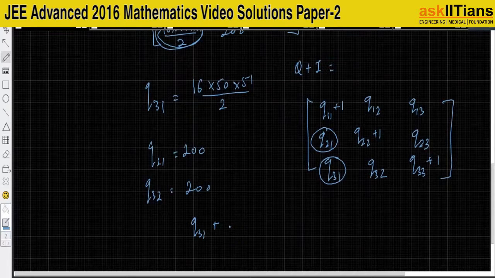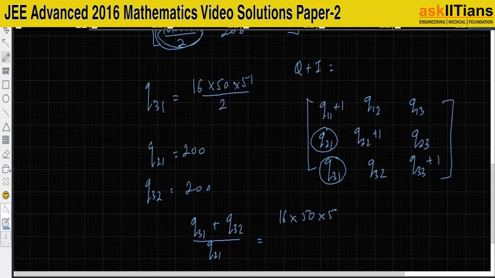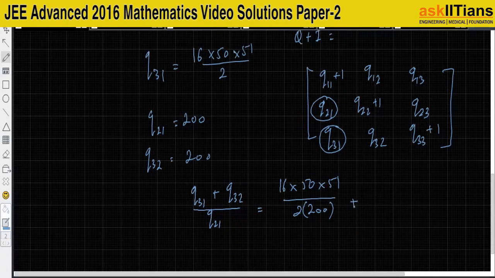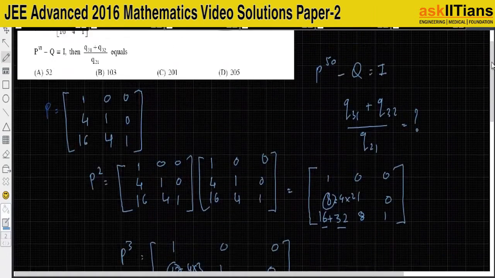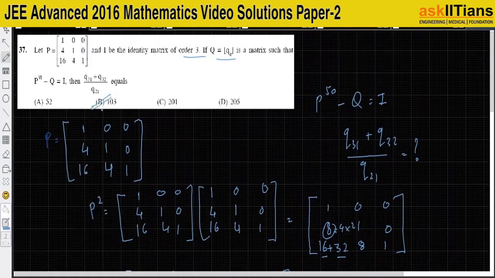So Q31 plus Q32 divided by Q21 will be equal to 16 into 50 into 51 divided by 2 plus 200, divided by 200. If I solve this, I'll get 102 plus 1, and this will be 103. So the correct answer for this question will be 103. Option B will be the correct answer.